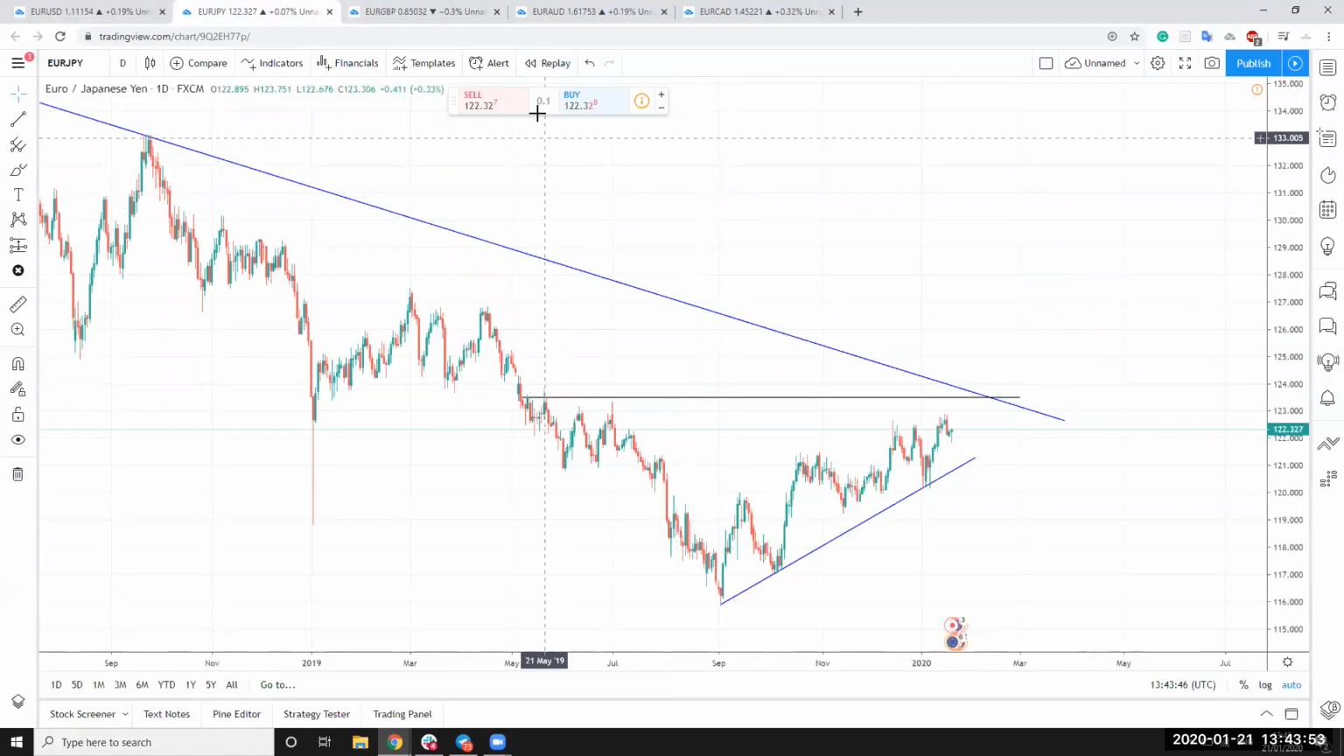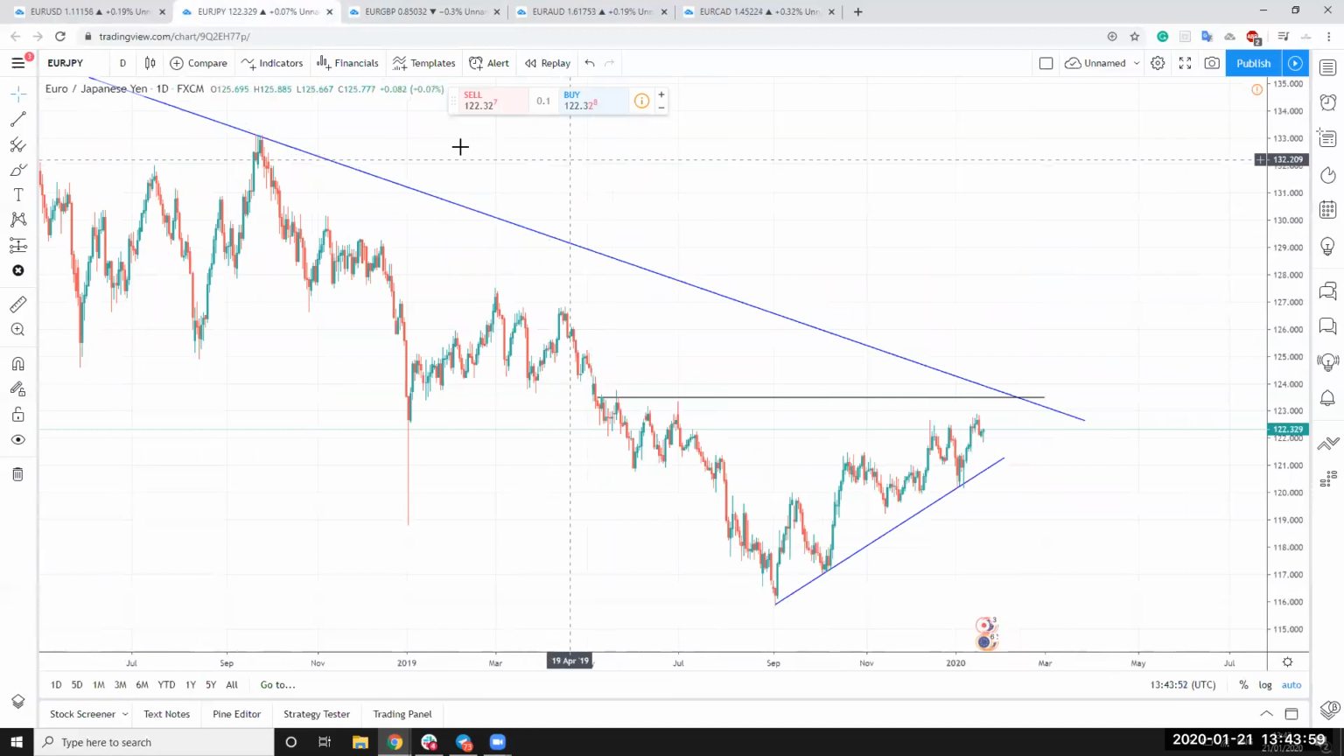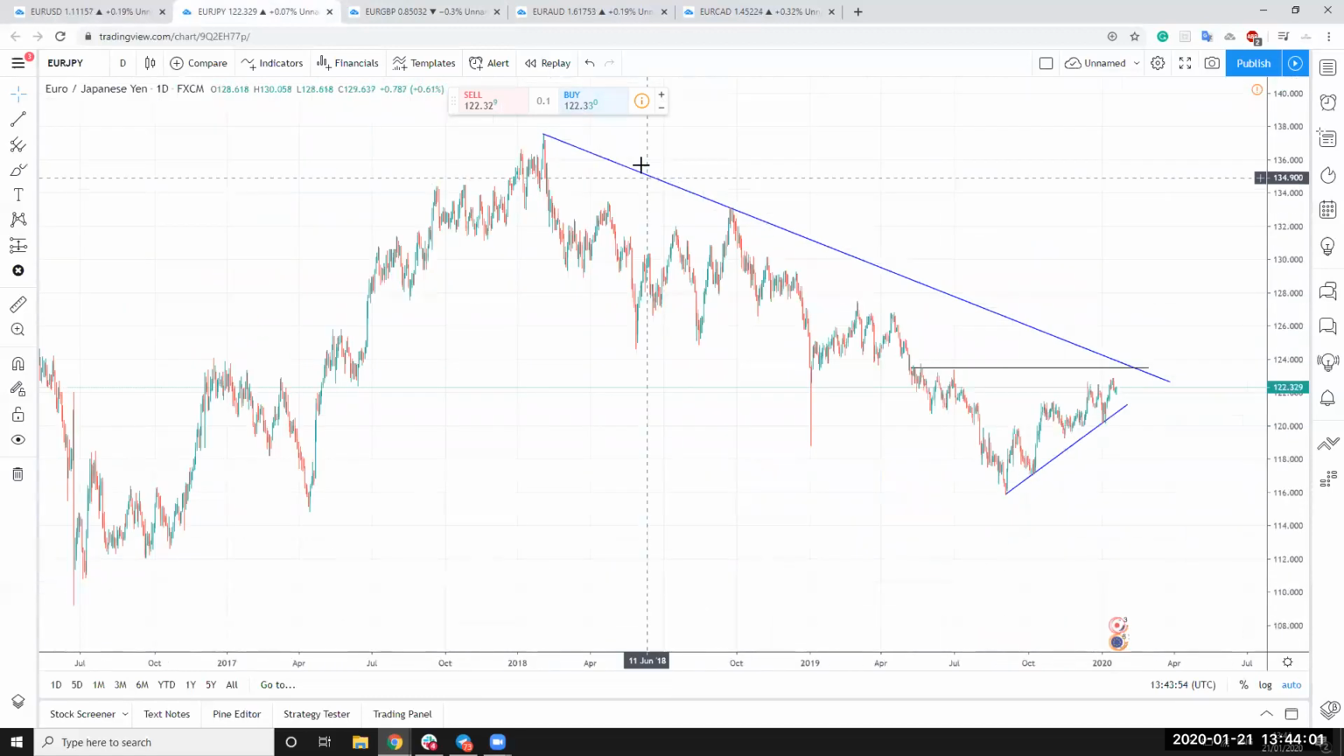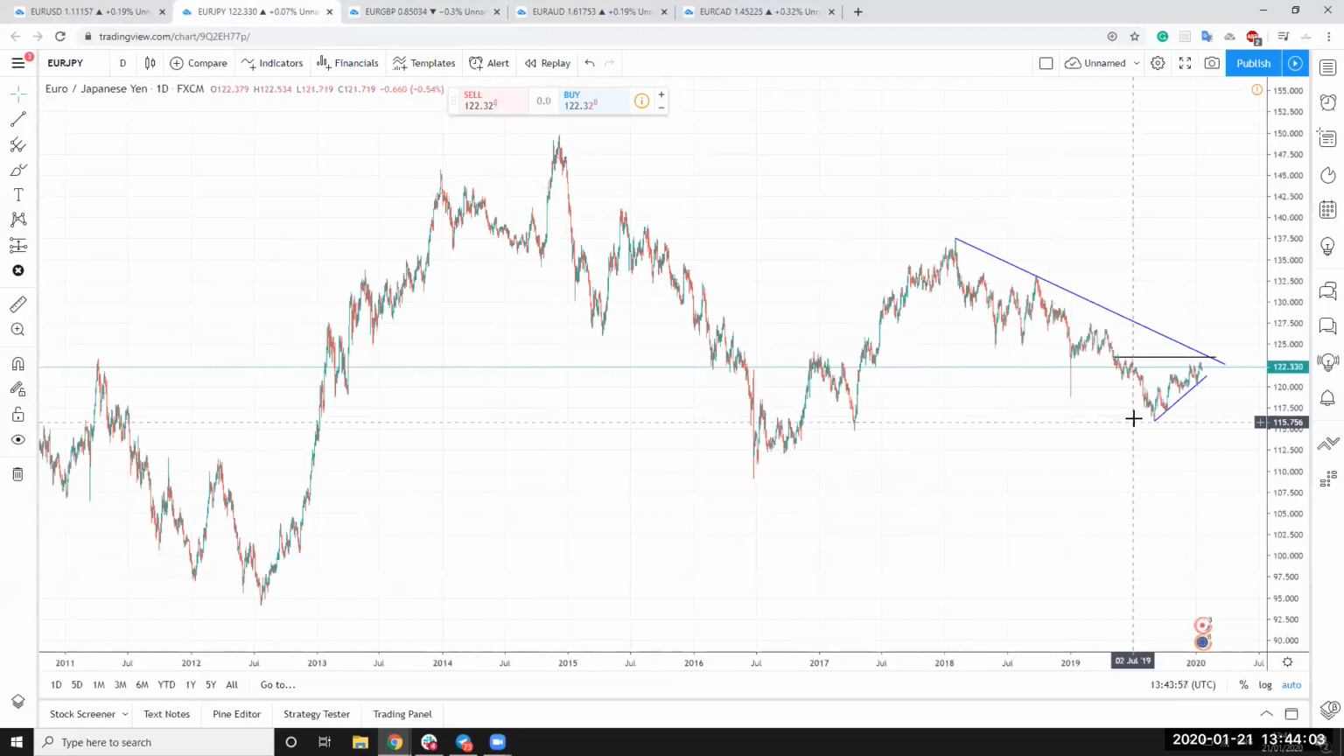EURCAD. Price has been making the same higher highs, higher lows, even though the market structure on the higher time frame is bearish. We can see that price has started to go bullish again. This could be that it's just retesting the trend line to go lower, because nothing goes up forever, nothing goes down forever or up forever.